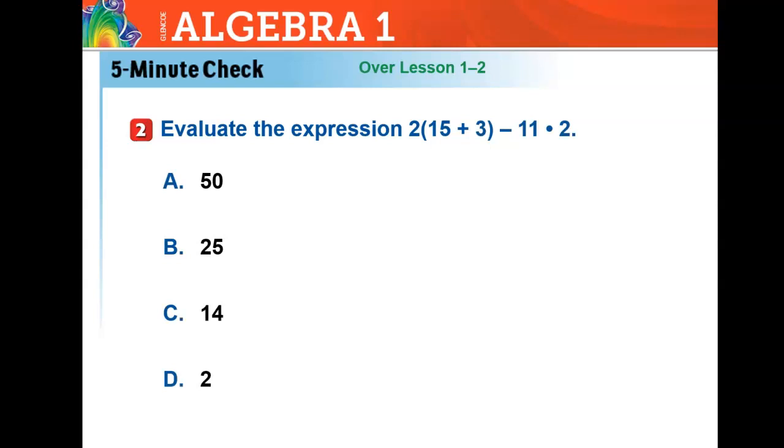Number 2, how many of us got A? B? C? D? Madison, what'd you get? Okay, well, you didn't raise your hand, or I didn't see it. So in number 2, you first add 15 and 3 to get 18. Times that by 2 to get 36. Multiply 11 by 2 to get 22. 36 minus 22 is in fact C, 14.